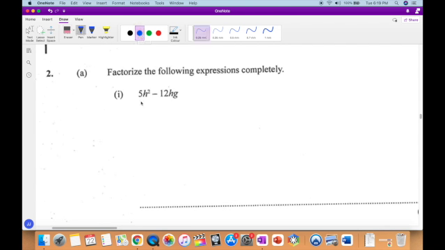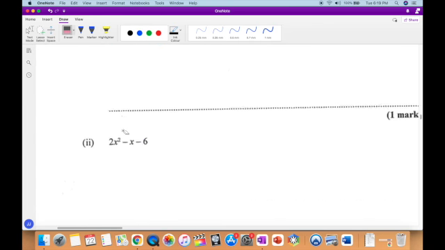So at the end of the day, I will take a look at each number here, and I will see what do they have in common. Well, 5 and 12 don't have anything in common, but they both have h in common. So if I pull out h, open brackets, 5h minus 12g, close brackets, you'll see that I now have two numbers: this one in the brackets and this one outside the brackets. If I multiply, I will get 5h squared, and h times this is 12hg. So this here is the answer for a simple 1 mark, right?